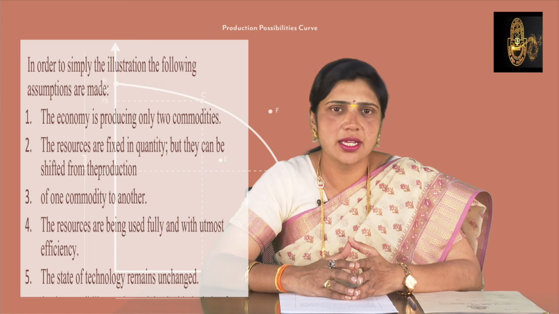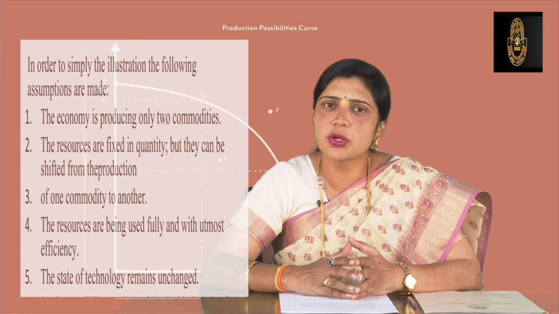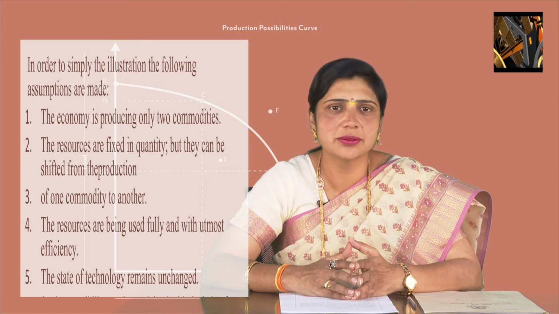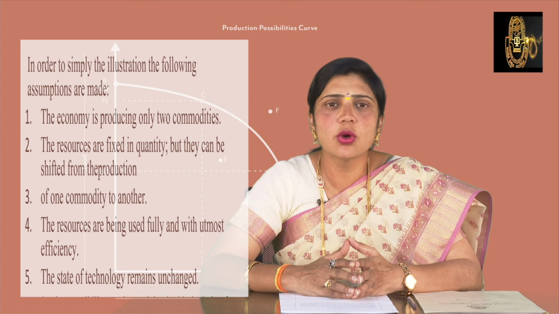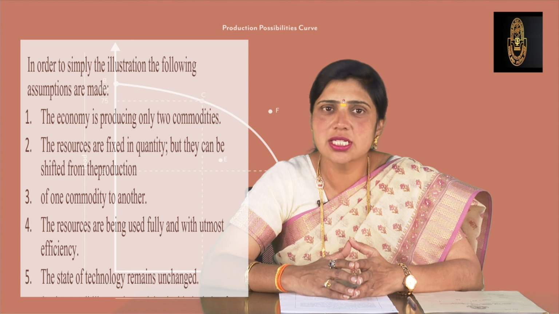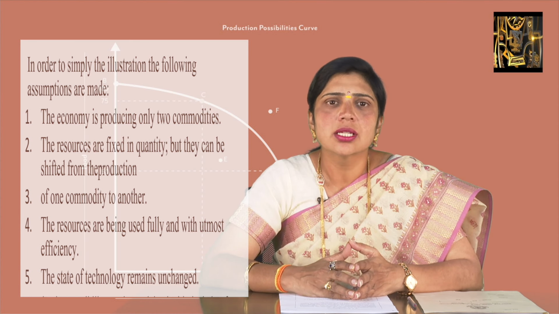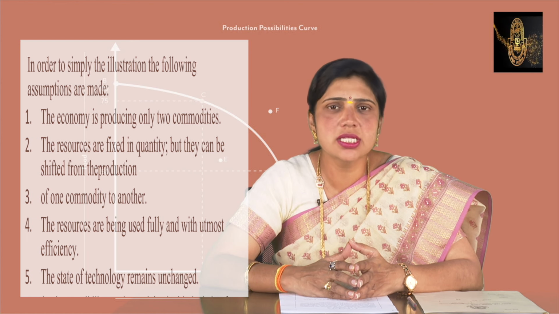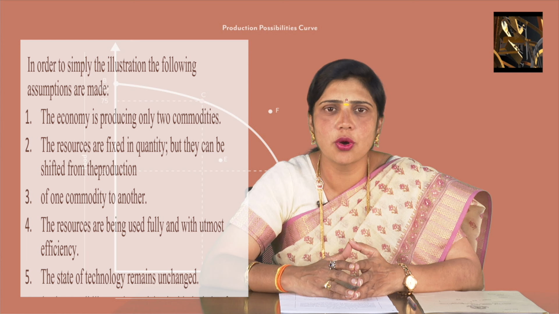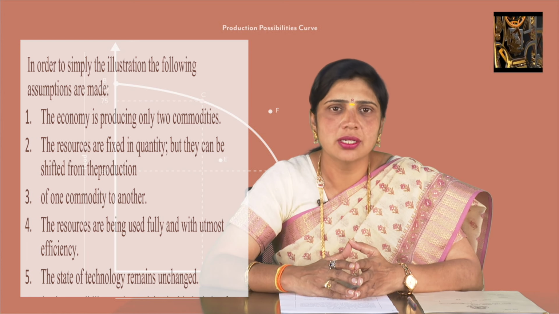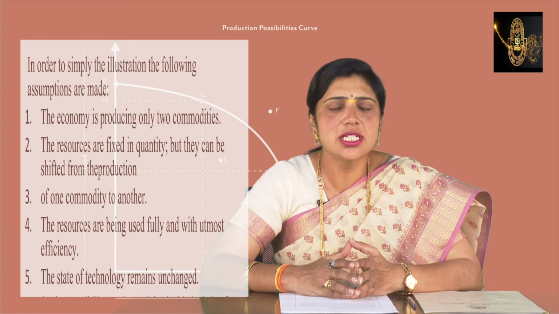Let us understand the assumptions of production possibility curve. The first assumption is that the economy is producing only two commodities. The resources are fixed in quantity, but they can be shifted from the production of one commodity to another.